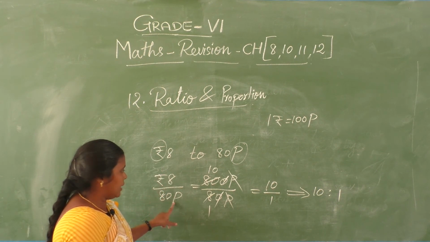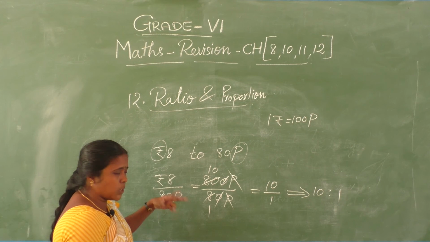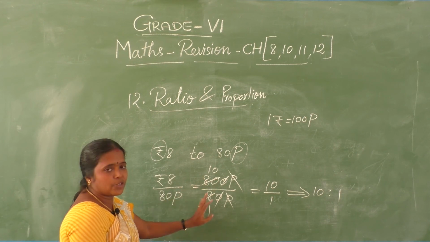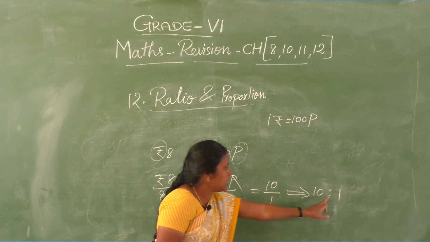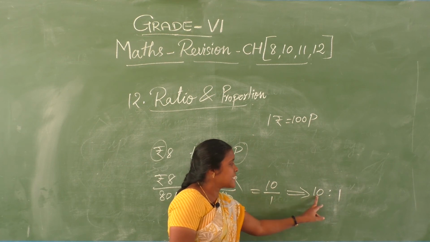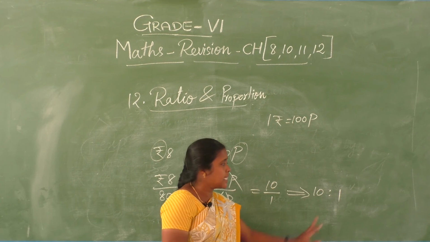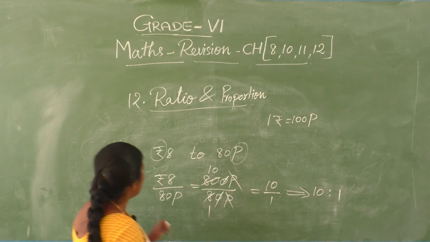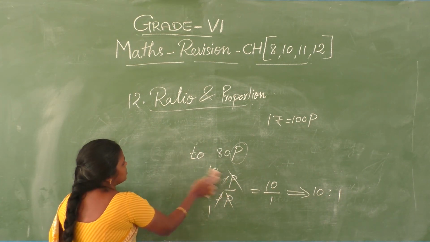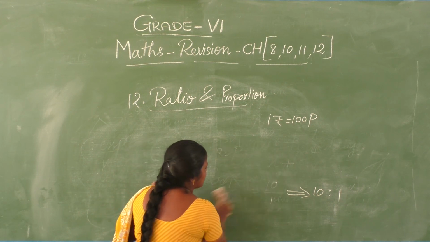If quantities have different units, you must convert them into the same unit before finding the ratio. The ratio symbol is this one. How do you read it? It means 10 is to 1. It should be expressed only in the simplest form. It has no unit. Clear? Word problems like this will come. Just go through your exercise sums.